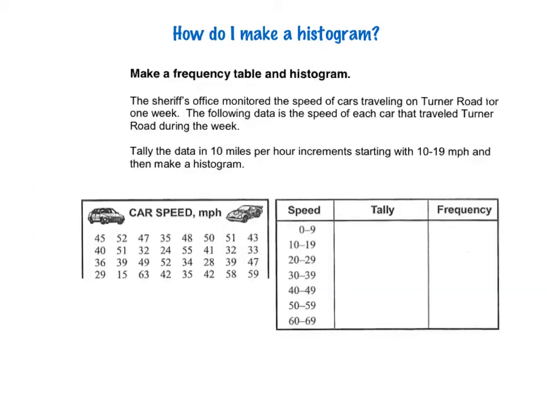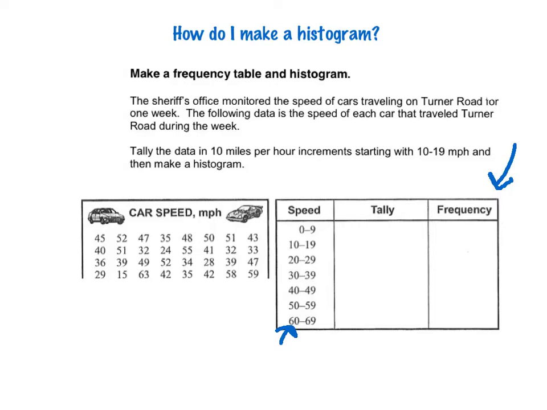So how do I make a histogram? Well, before you make your histogram, you're going to organize your data in what's called a frequency table. This right here is an example of a frequency table. In this example, it says that the sheriff's office monitored the speed of cars traveling on Turner Road for 1 week. The following data is the speed of each car that traveled Turner Road during the week. Tally the data in 10-mile-per-hour increments starting with 10 to 19 miles per hour and then make a histogram. So here are our intervals that are 10 miles per hour intervals.